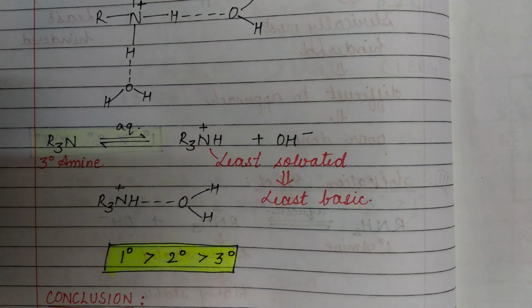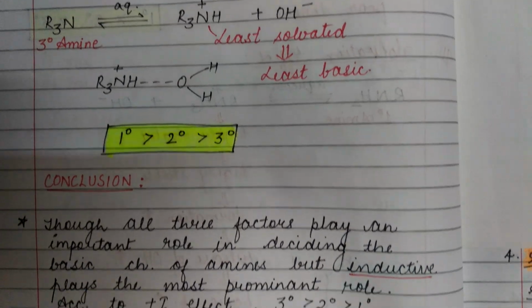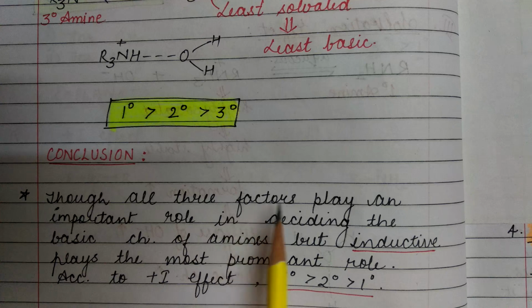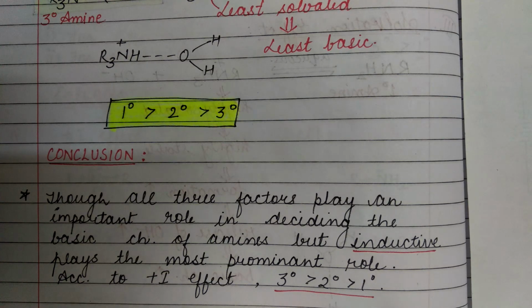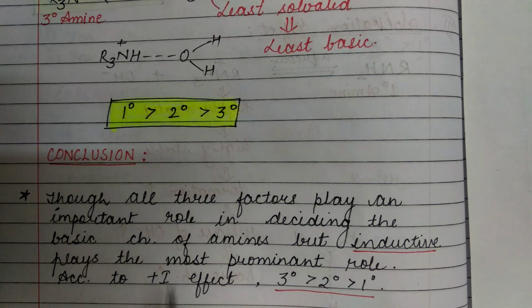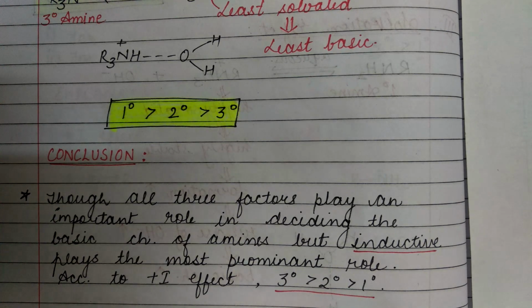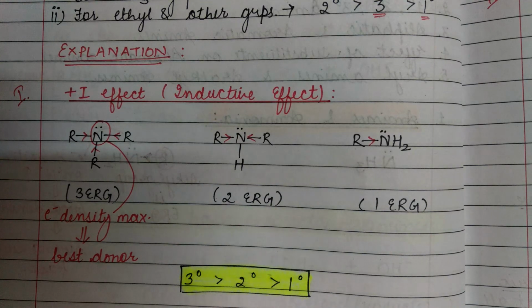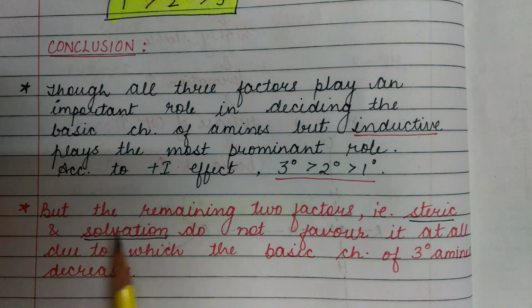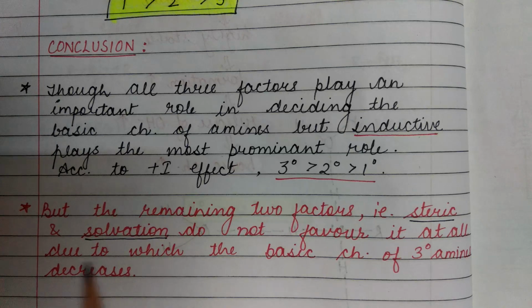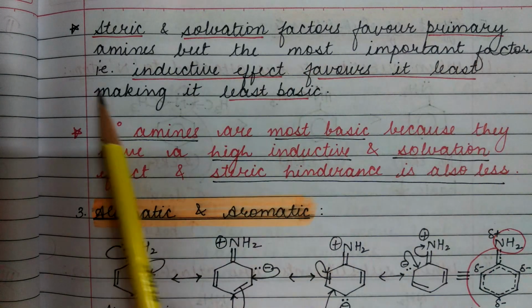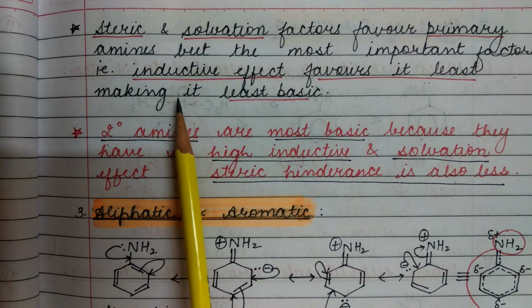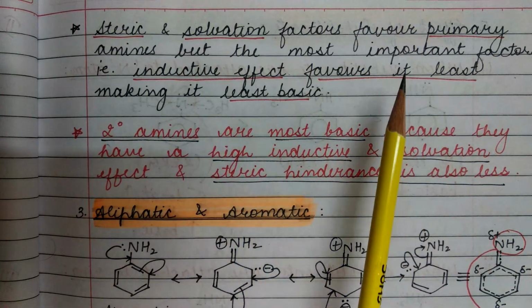So from the 3 effects that we have studied, the conclusion is that though all 3 factors play an important role in deciding the basic character of amines, the inductive effect plays the most prominent role. According to the plus I effect, we have seen that 3 degree is more than 2 degree is more than 1 degree. But the remaining 2 factors, steric and solvation, do not favor it at all, due to which the basic character of 3 degree amines decreases. The steric and solvation factors favor primary, that is 1 degree amines, but the most important factor, the inductive effect, favors 1 degree the least, making it least basic.